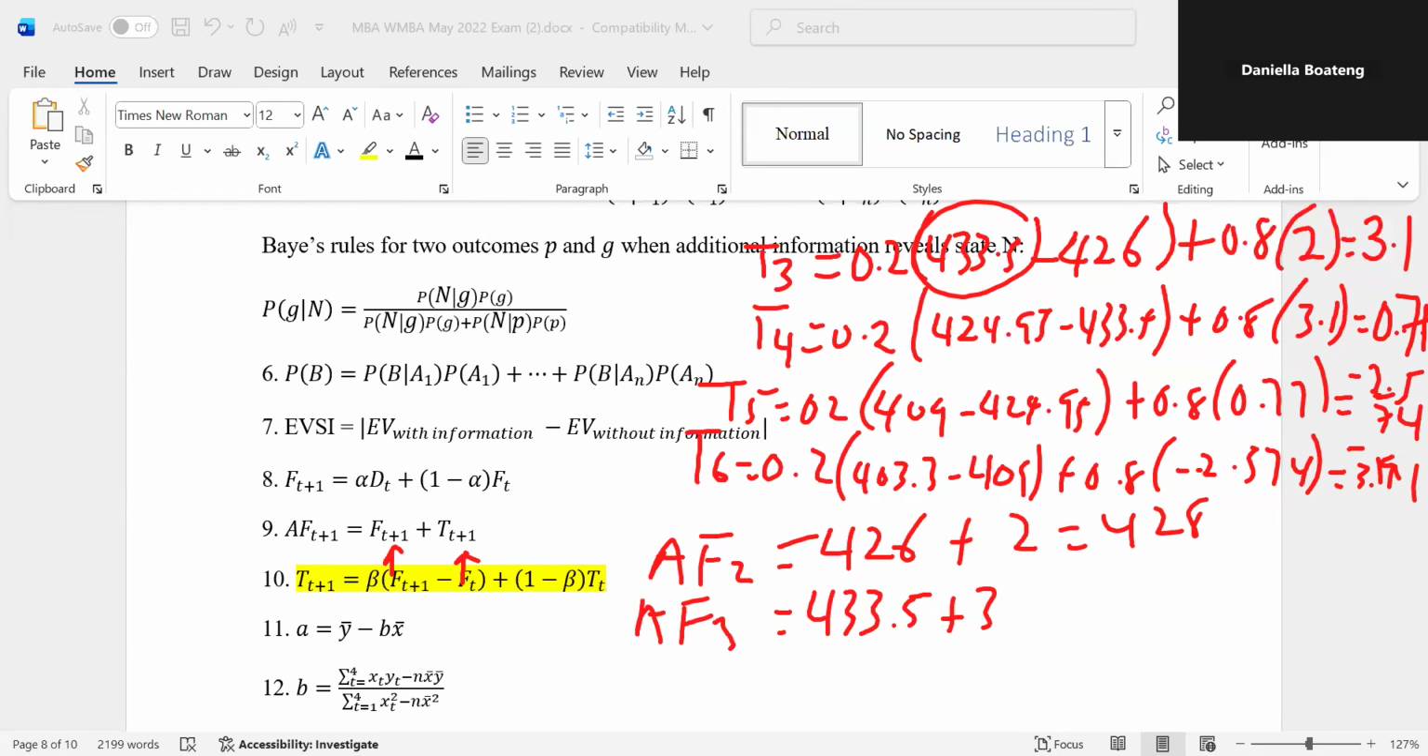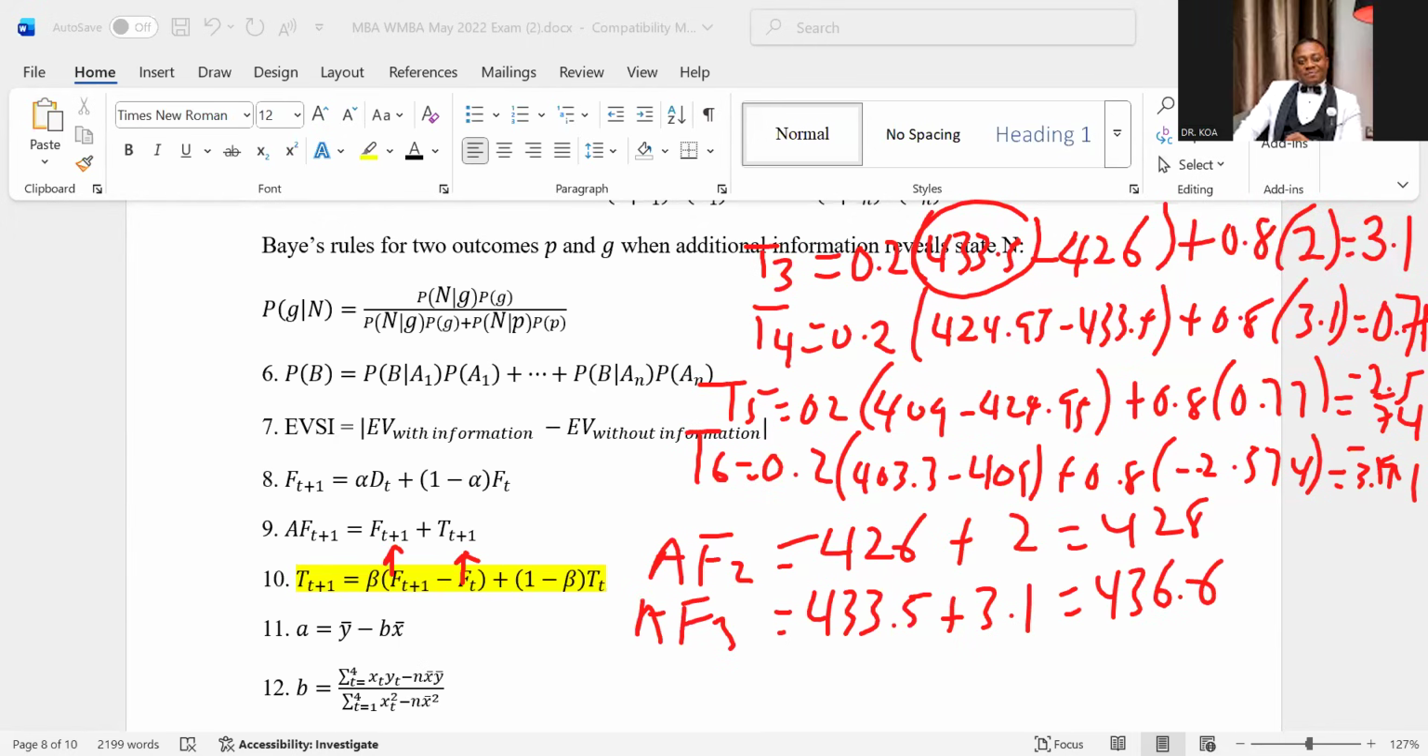Okay, so you do 3.1 and that will give you 436.6. Okay. That leaves us with AF4. So you can do the AF4. What is our AF4? If you do the AF4, since you have the values, it's easier. It is 424.95 plus 0.77. That's the time trend, which gives you 425.72.